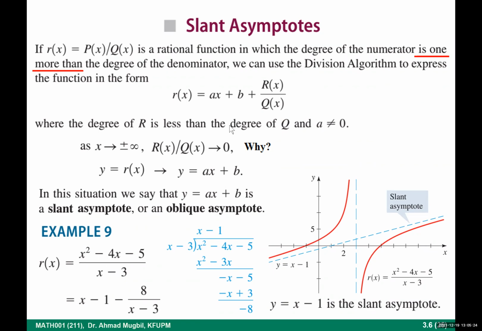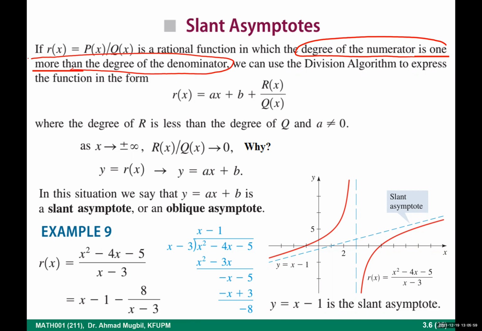The last part was about the slant asymptotes. What is the slant asymptote? The slant asymptote is a line that is not horizontal, not vertical. It is a line with positive or negative slope. How to obtain it, and does any real function have a slant asymptote? It does not. Only rational functions with this specific property: the degree of the numerator is one more than the degree of the denominator. So this is the case where you have a slant.